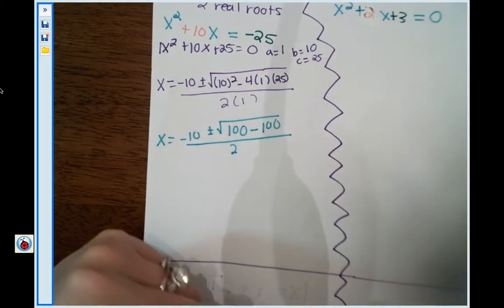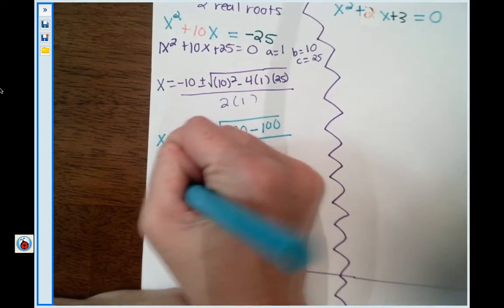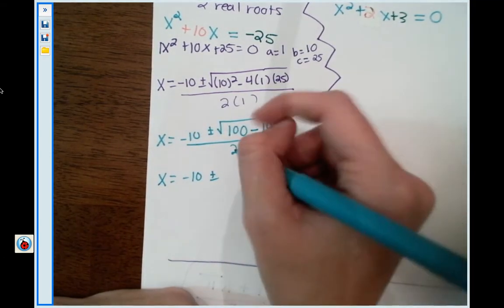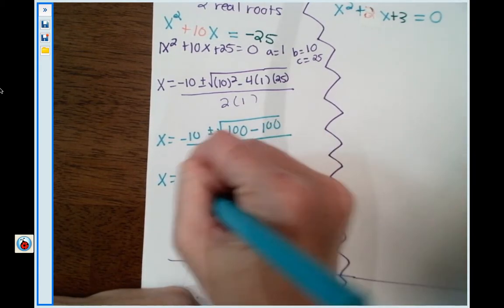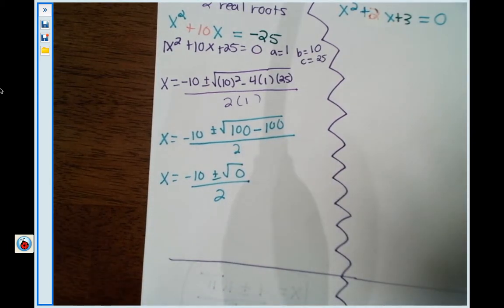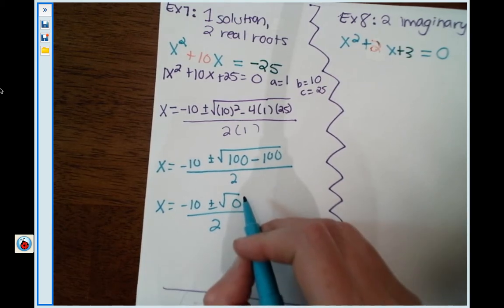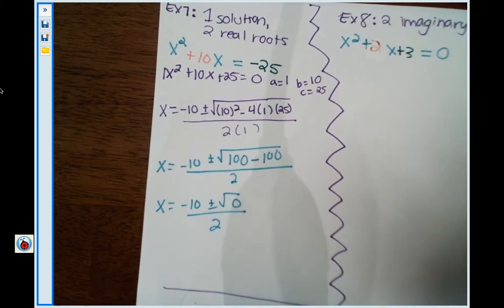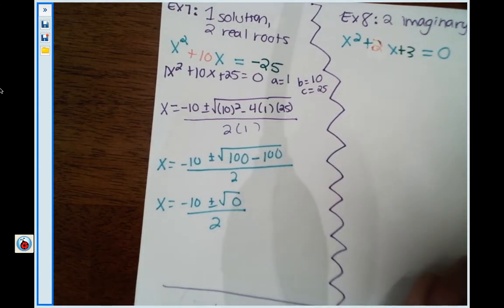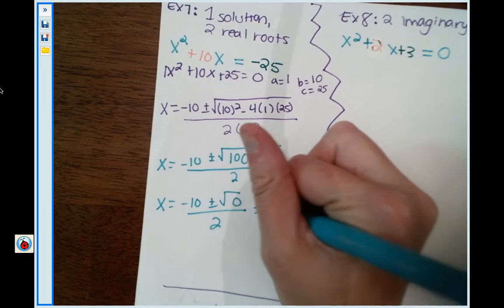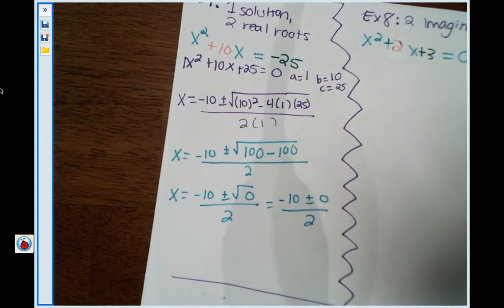Okay, let's keep going. I'm going to simplify this 100 minus 100. So this will be x equals negative 10 plus or minus the square root of 100 minus 100 is 0, all over 2. Alright guys, let's talk about what the square root of 0 is. What number times itself will always give us 0? You guys are so smart. It is 0. So the square root of 0 is 0. So this is going to equal negative 10 plus or minus 0, all over 2.